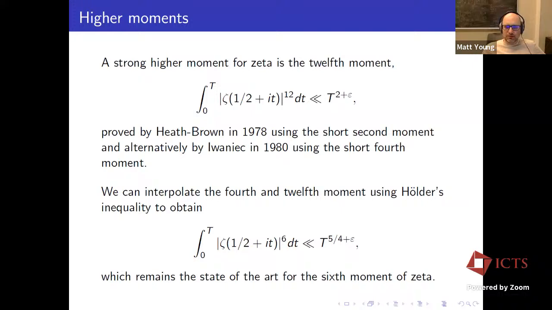So from the 4th and 12th moments, we can interpolate these exponents. You can use Holder's inequality. If we start with 6, you can cook up a Holder's inequality to balance this between a 4th moment and a 12th moment with some exponents, and you just do the calculation, and the bound you get from this kind of interpolation is t to the 5 over 4. And so this is the strongest result that we know about the 6th moment of zeta. Okay, so that's where we're stuck.